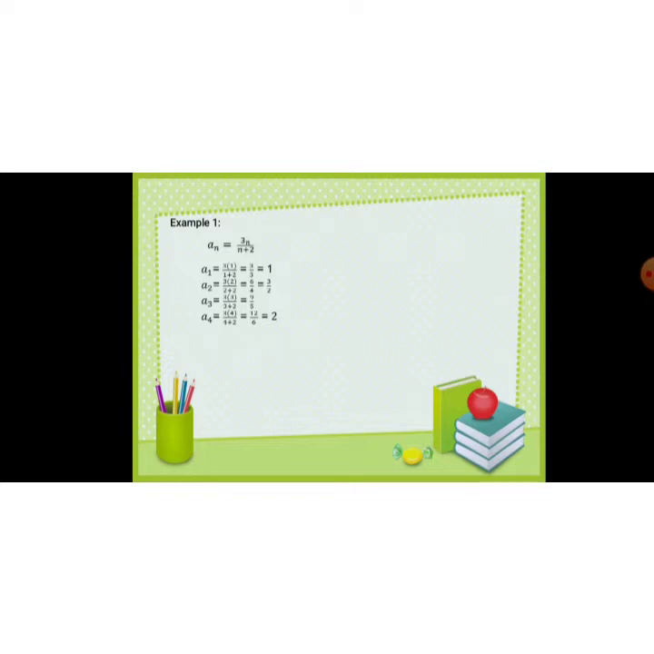And next, we make the value of n equal to 4. So a sub 4 is equal to 3 times 4 over 4 plus 2. That is equal to 12 over 6, and 12 over 6 is equal to 2. So here is the sequence for our example, a sub n equals 3n over n plus 2. So this is the four terms. Our first term is 1, second term is 1.5, third term is 1.8, and fourth term is equal to 2.